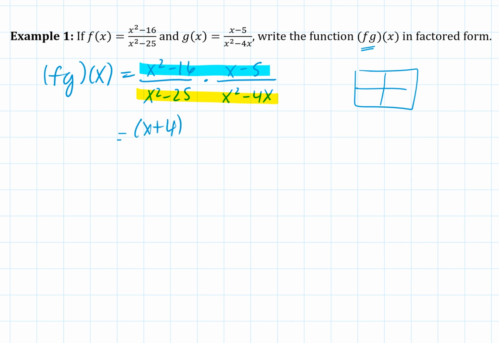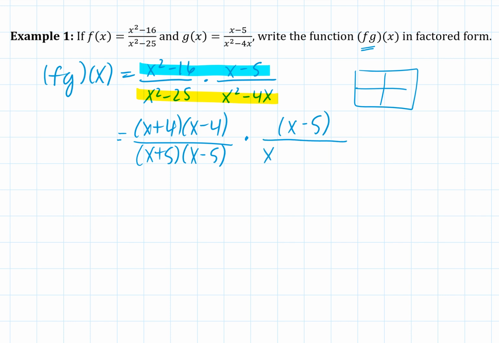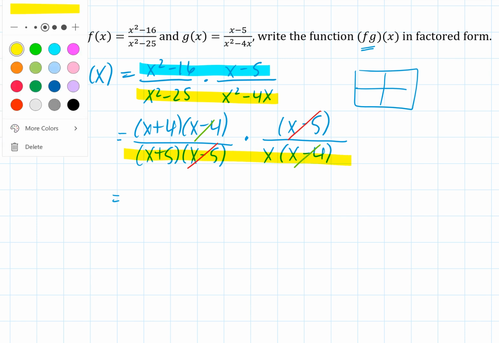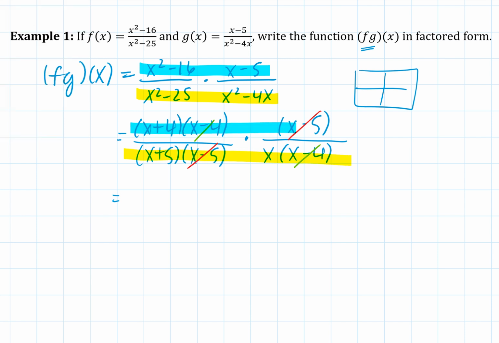So I've got x plus 4 times x minus 4 over x plus 5 times the quantity x minus 5 times x minus 5. It's already linear, so it can't be further factored, times x times the quantity x minus 4. Now, if I factor in the first place, I can figure out what will cancel out before I even multiply. Now I've got fewer things to multiply. Now, to multiply fractions, I simply multiply across the numerator and multiply across the denominator.